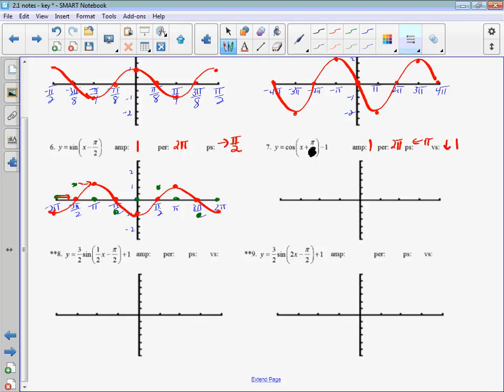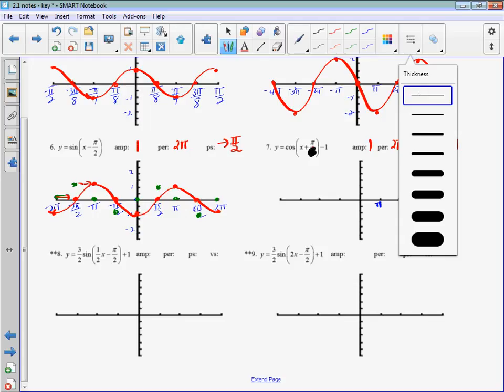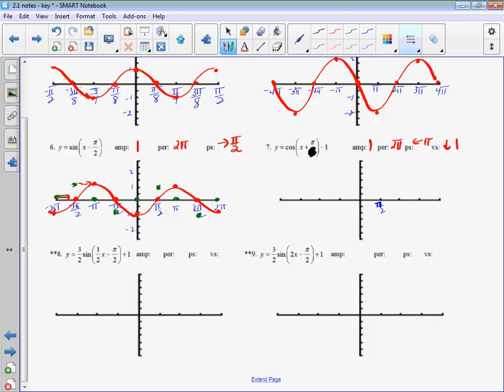So we start every single time by labeling your x-axis. Do I have to do anything strange to my x-axis? No, it's just those parent graph labels. Pi over 2, pi, 3 pi over 2, and 2 pi. And label your y-axis, -1 and -2.